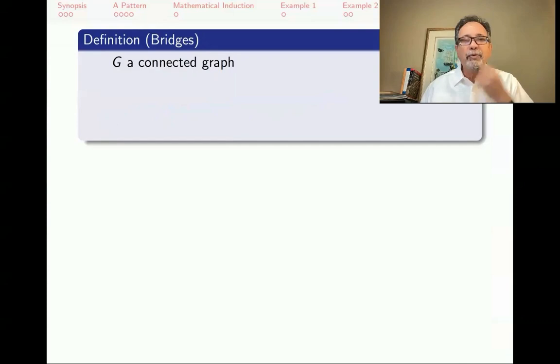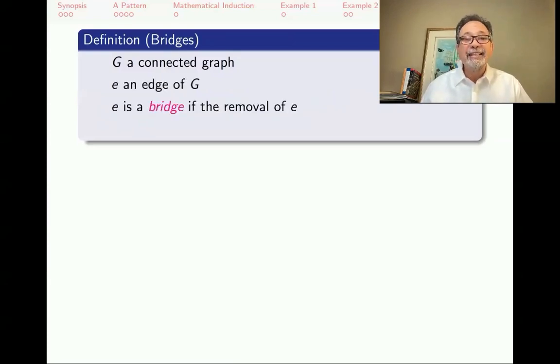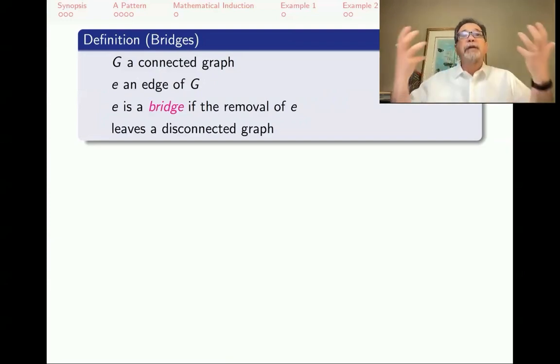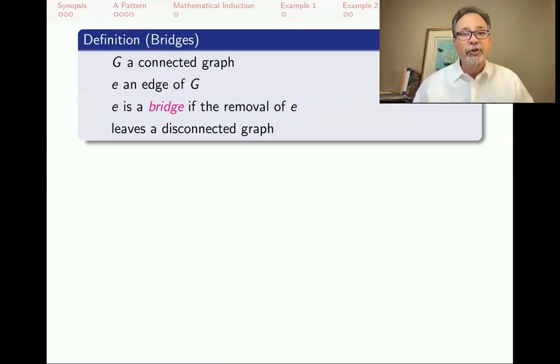I want to say what a bridge is in a graph. If you have a connected graph, and a connected graph means that if you start from one vertex, you can go through edges and get to any other vertex. You don't have to have a direct edge from one vertex to another, but you should be able to get from any vertex to any other vertex. So if you have a connected graph, and if you have an edge, this edge is called the bridge if when you remove it, then the graph becomes disconnected. Then it becomes two different parts.